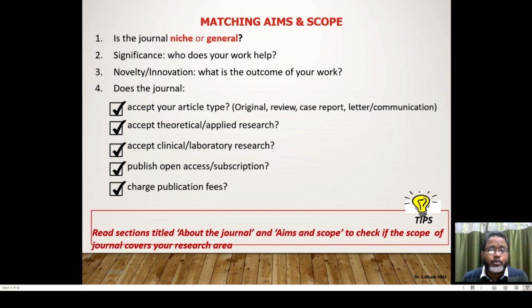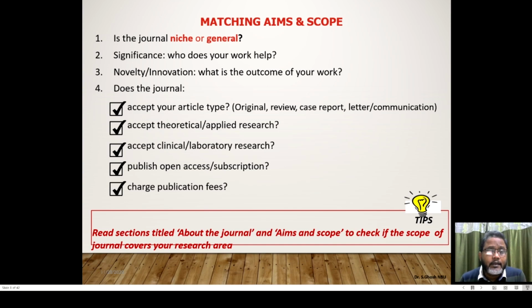And then you question some things, like: does the journal accept your article type, that is original, review, case reports, letter, communication? So what type of article have you written? Is it original ideas, or a conceptual paper, or a review, or a case report, or a letter or communication?